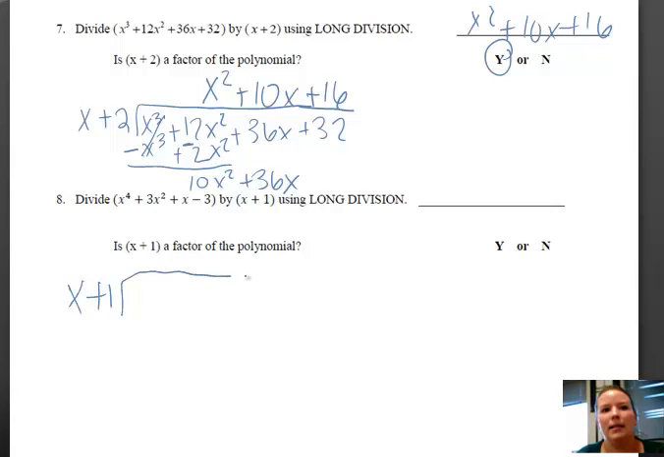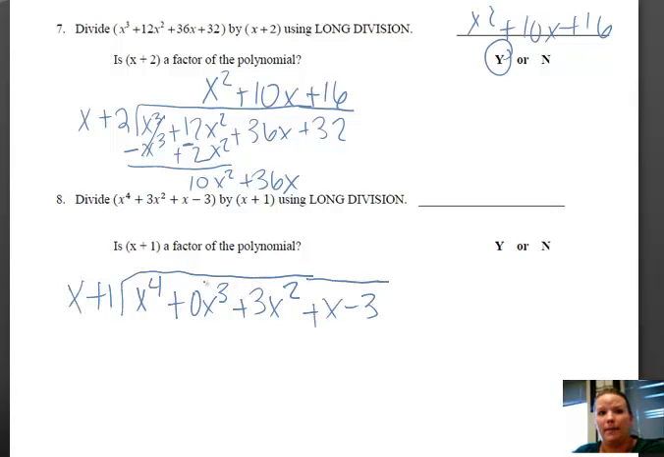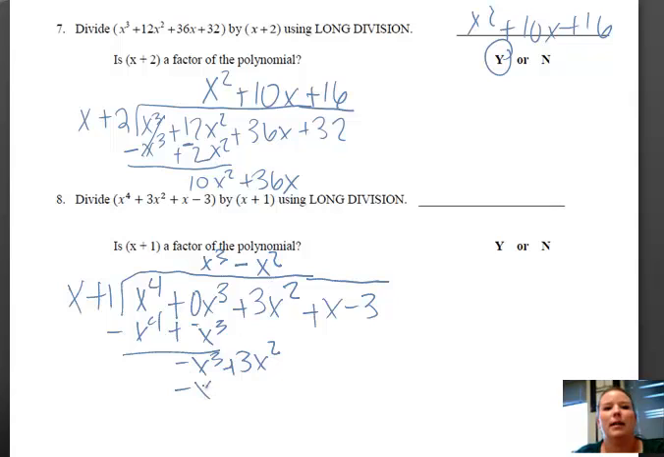So x plus 1 into x to the 4th plus, now I'm missing my cube term, so I've got to do 0x cubed plus 3x squared plus x minus 3. Don't forget that if you're missing your term, you have to put a placeholder in. So then this is going to be x cubed, so I get x to the 4th plus x cubed. Subtract, subtract, I get negative x cubed plus 3x squared. So I'm going to multiply by minus x squared because I need a negative. So negative x cubed minus x squared.